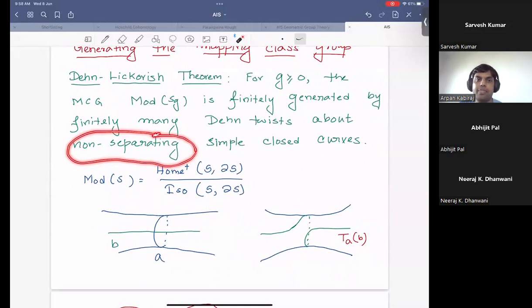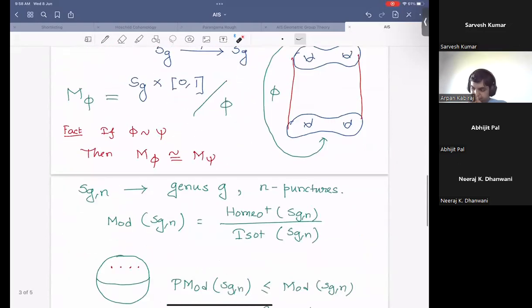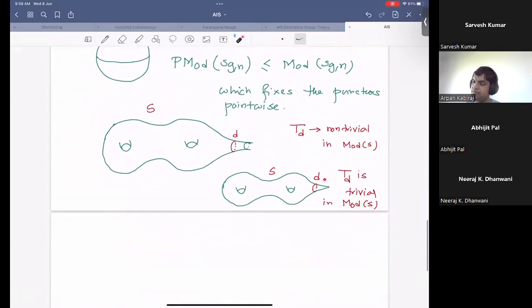Okay, because you understand the reason, right? Along the boundary, you cannot do much, right? Is it clear? Yes, thank you. Okay. And this theorem is also true for the pure mapping class group with punctures. Because there you don't have to worry about the boundary curves, because anyway, everything goes to, this becomes trivial. Okay. Any other questions?